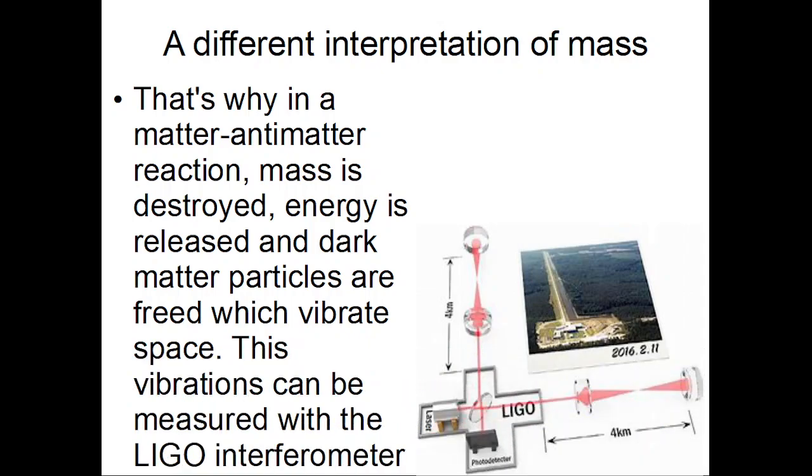In this reasoning, mass is just compressed space, and matter is compressed space and energy bound together. So, as an example, in a matter-antimatter reaction, mass is destroyed, E equals mc squared, energy is released, and I expect dark matter particles to be freed, which would vibrate space. These vibrations could actually be measured with the LIGO interferometer. We could just explode a thermonuclear device in space above the interferometer and watch the interference pattern in the device. Easier said than done.